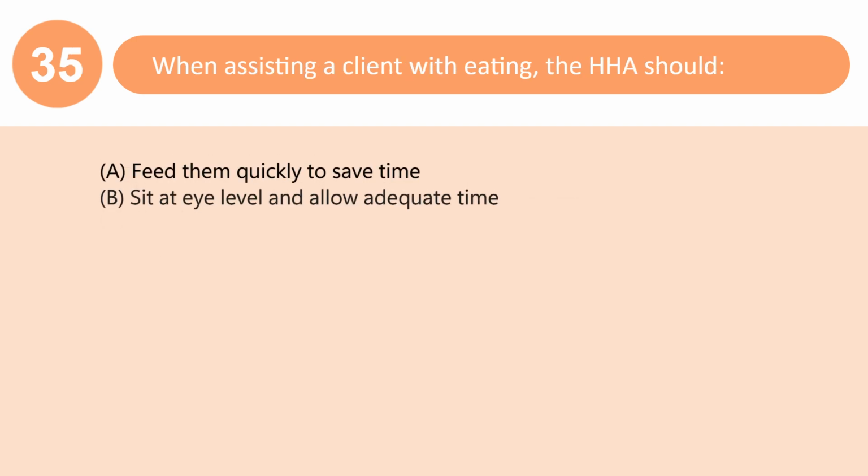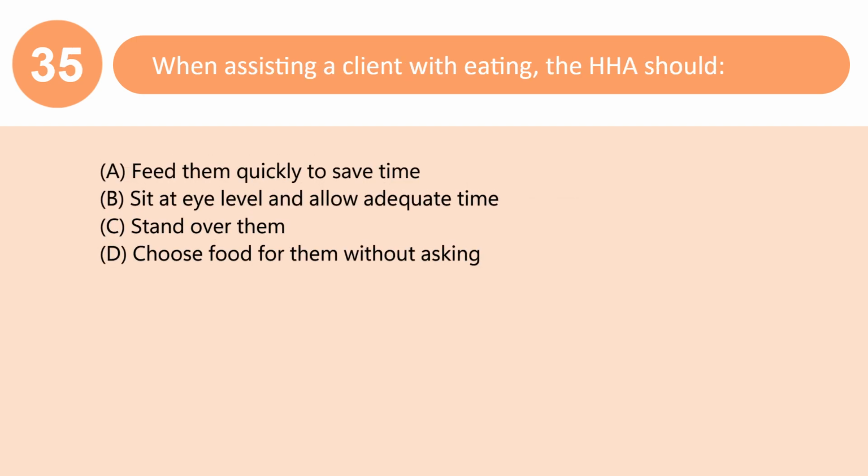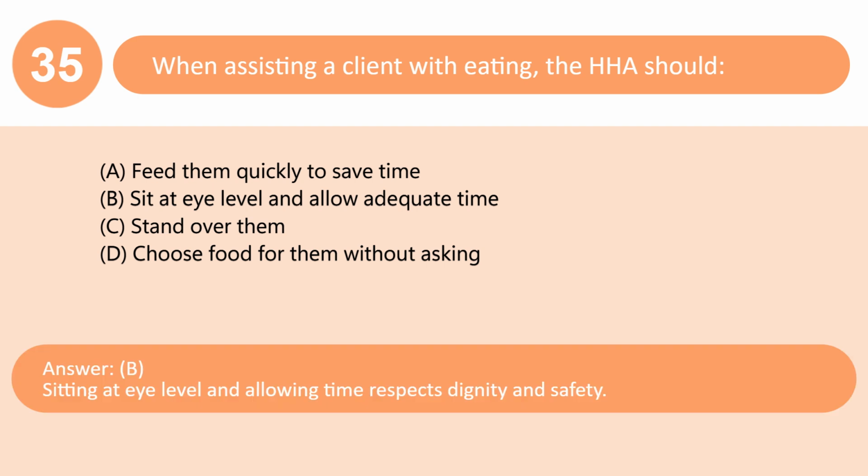When assisting a client with eating, the HHA should: A. Feed them quickly to save time. B. Sit at eye level and allow adequate time. C. Stand over them. D. Choose food for them without asking. Answer: B. Sitting at eye level and allowing time respects dignity and safety.